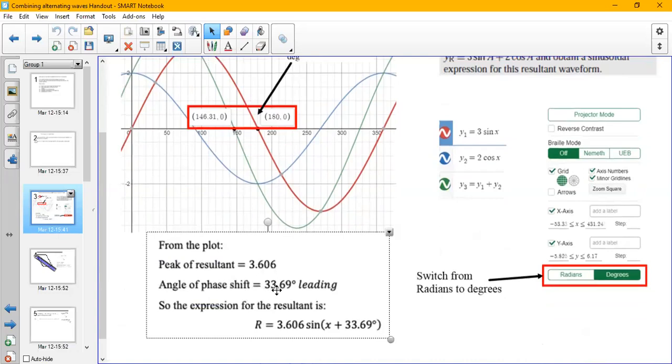The angle of phase shift is 33.69 leading. So we could write an expression for the resultant as 3.606 sine brackets x plus 33.69. So that's the normal form of a waveform. That could be one way that we could add two or more sinusoidal waveforms together and find the resultant. Is everybody happy with that?